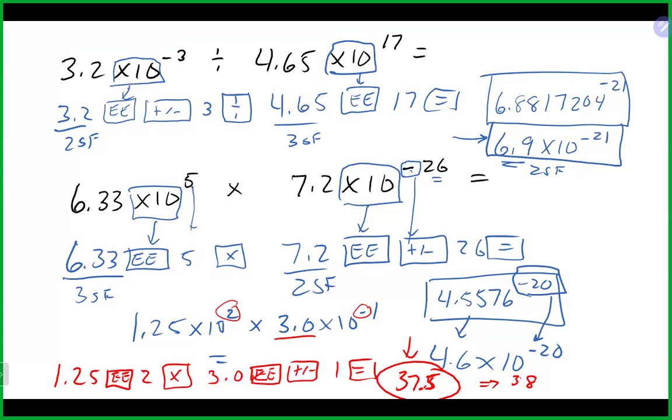38 would actually be, and we'll talk about the rules for significant figures, again here we're multiplying. So the first number has 3 significant figures, the second one has 2, so 2 significant figures at the end, which would be those 2. Other questions?